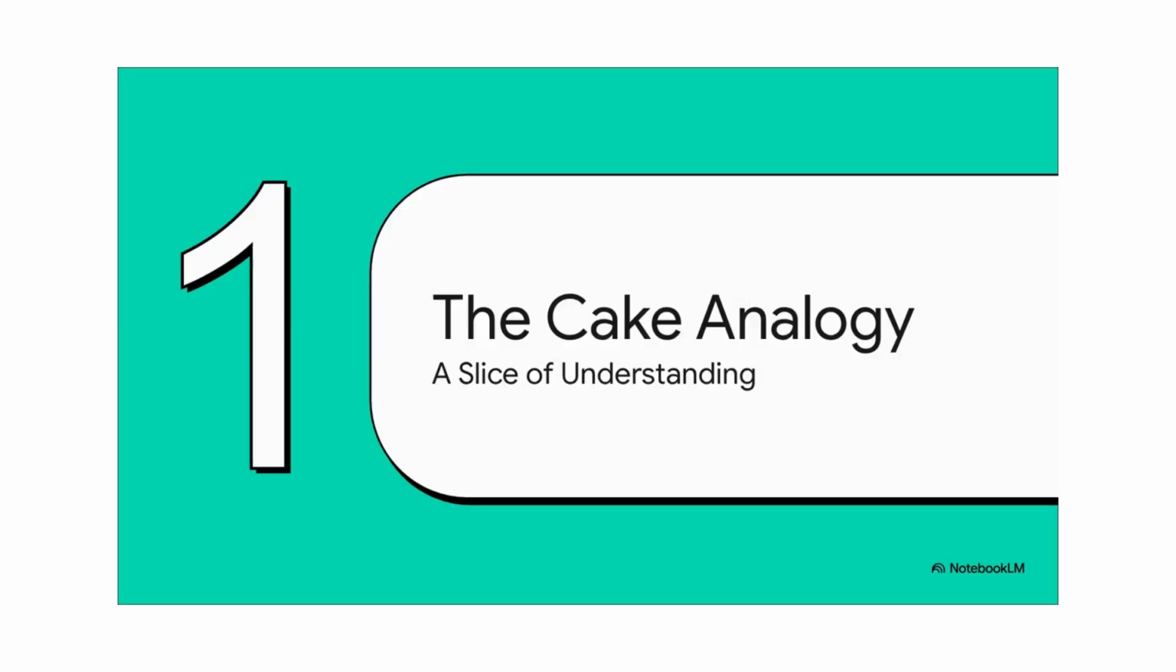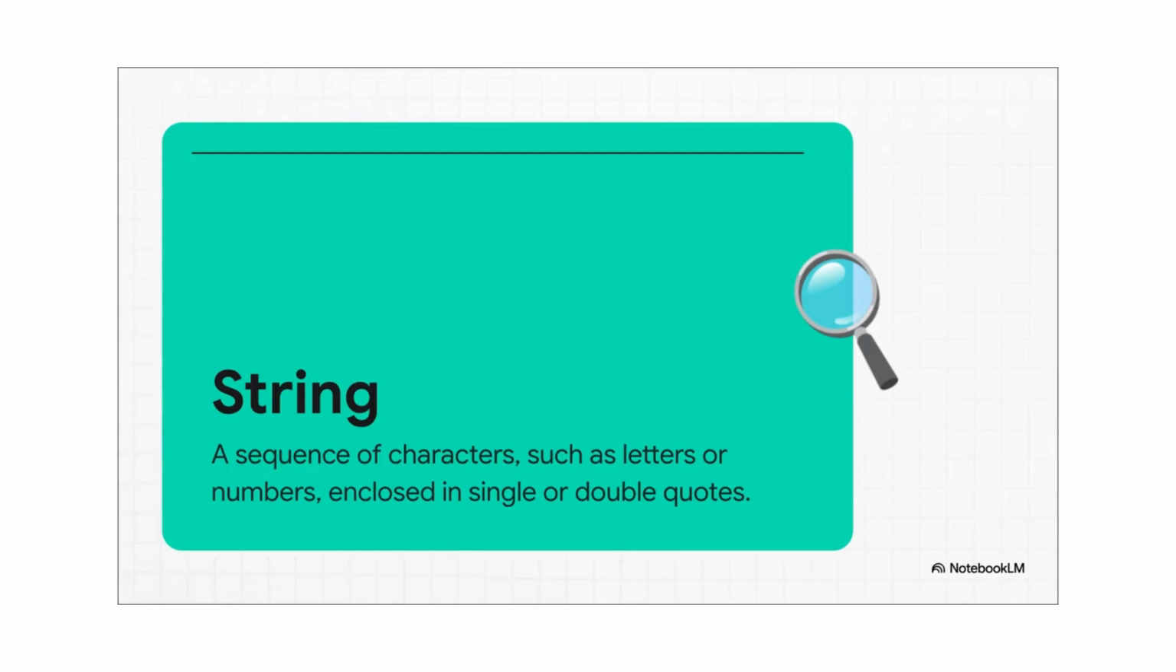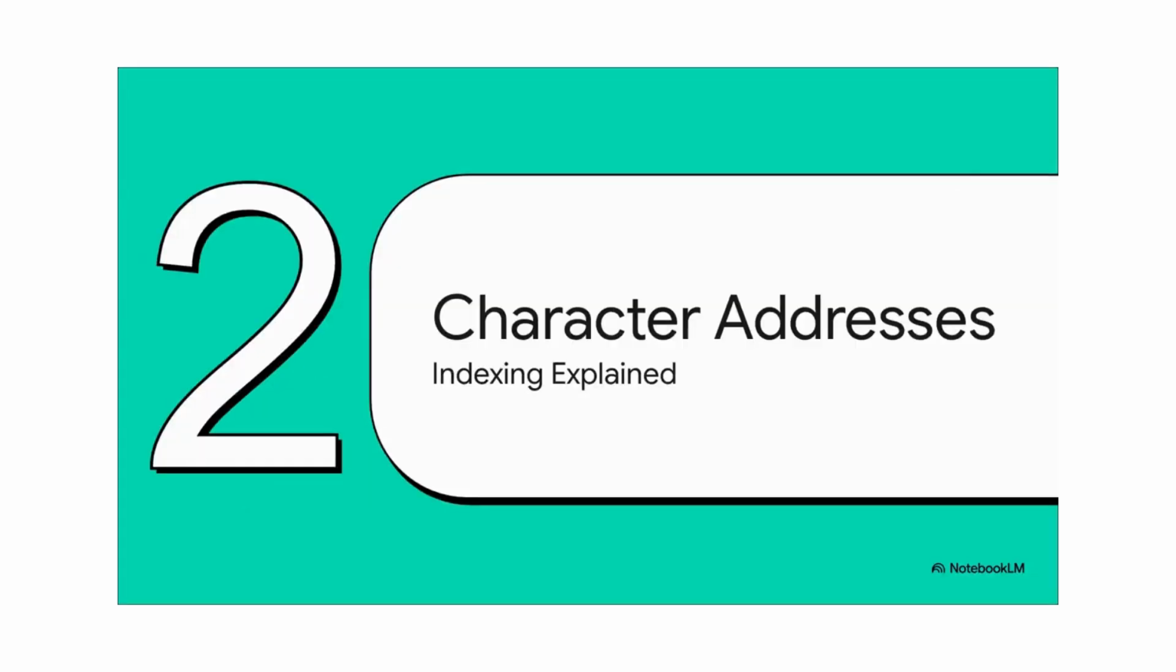To get started, we're going to use this really simple cake analogy, and I promise it'll make the whole concept just click. So before we start slicing our cake, we need to know what it's made of. In Python, any piece of text, doesn't matter if it's one letter or a whole novel, is stored in what we call a string. That's all it is really, just a sequence of characters. So how do we tell Python exactly where we want to cut? Well, the secret is that every single character in a string gets its own unique address. We call that its index.